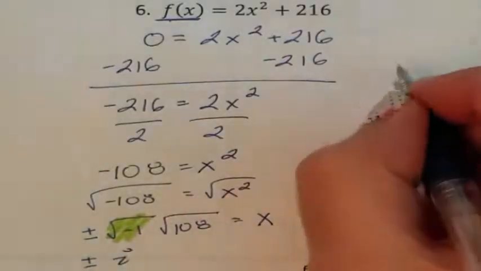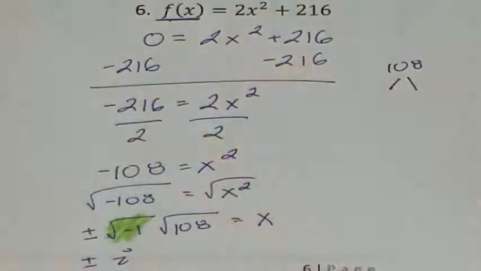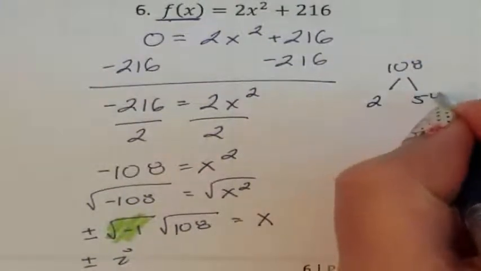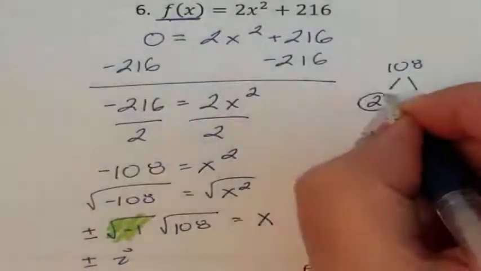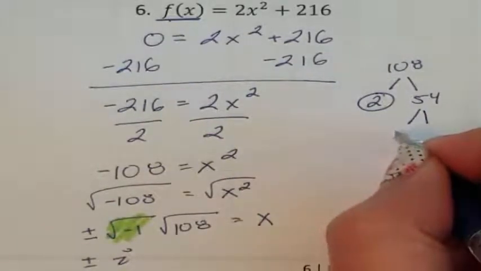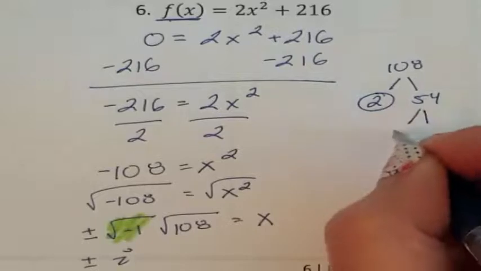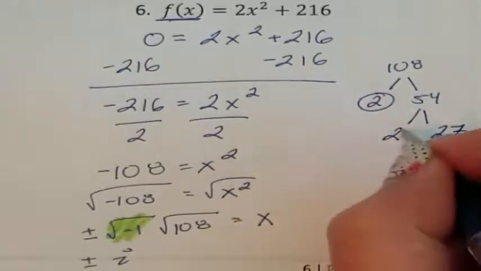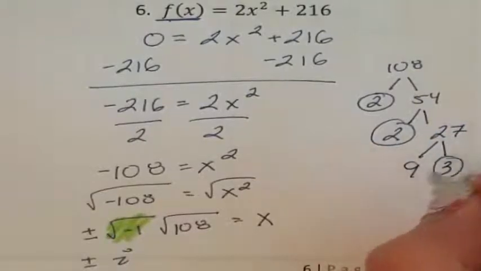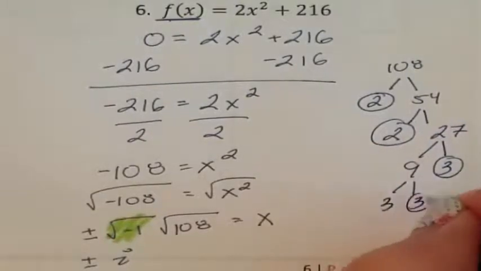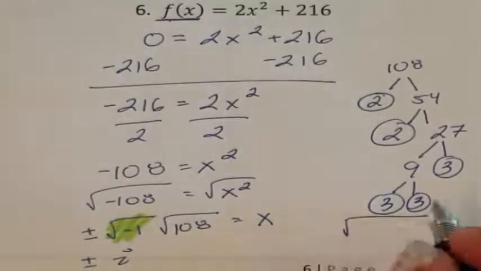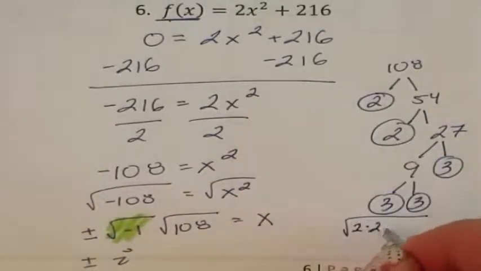I need to try and figure out what the prime factorization of 108 is. Because it's even, I know I can divide it by 2. So 2 times 54. 2 is prime, 54 is not. 54 is even, so I know he can also be divided by 2. It's 2 times 27. 2 is prime, 27 is not. 27 is 9 and 3. 9 is 3 and 3. So prime factorization of 108 is 2 times 2 times 3, 3, 3.